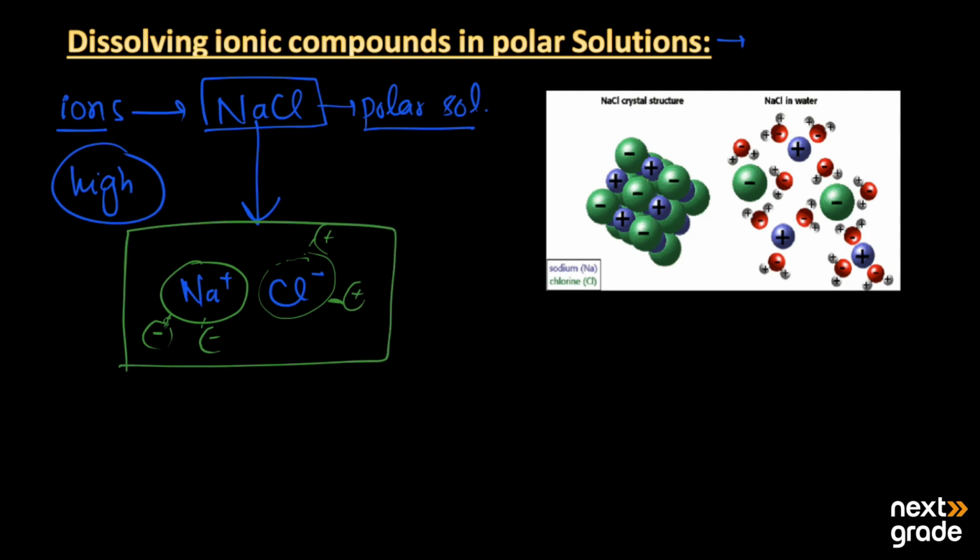Let's have a look at this picture. We have sodium chloride crystals in which these are the negatively charged chloride ions, and these are the positively charged ions. The positive charge, that is sodium, is surrounded by the negative part of the water molecule, and the negative part of the salt is attracted by the positive side of the water molecule. So this is the simple solubility of ionic compounds in polar solutions. They get dissolved into each other, or they are miscible in each other.